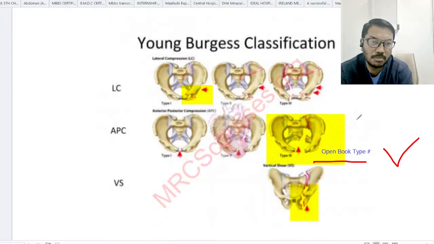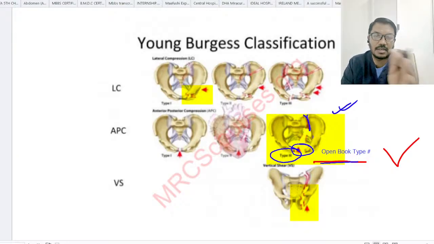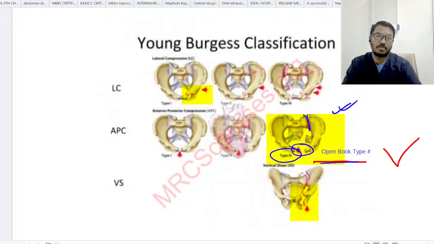Just remember open book fracture. Open book fracture is type 3. This type of fracture. Open book fracture means everything is broken here: the symphysis, then the sacroiliac joint, sacroischial joint, all of it, kind of the pelvis open.